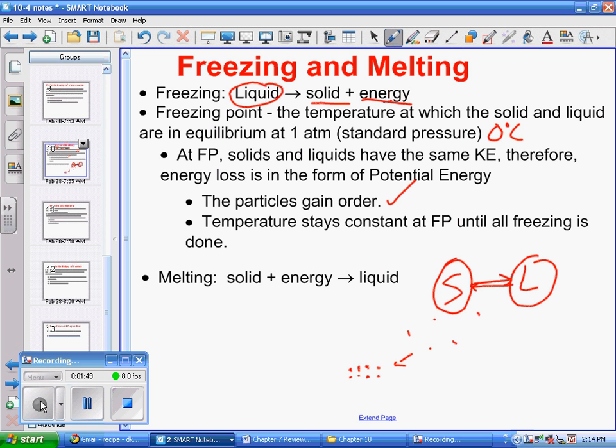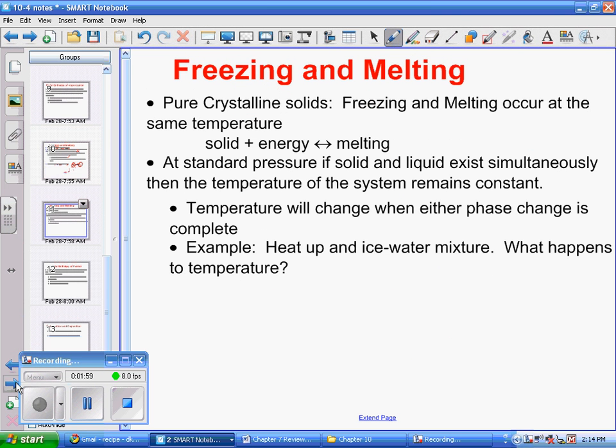You'll notice melting is the opposite. If I want to get a solid to melt, I better add in energy, and therefore it becomes liquid. Okay? Next slide. Freezing and melting.